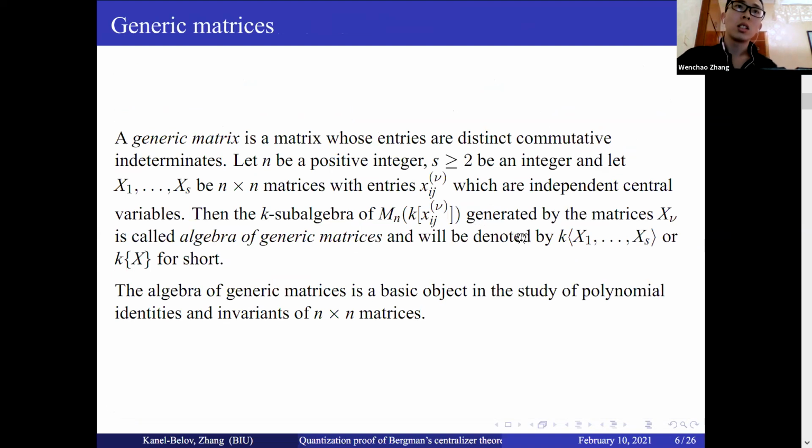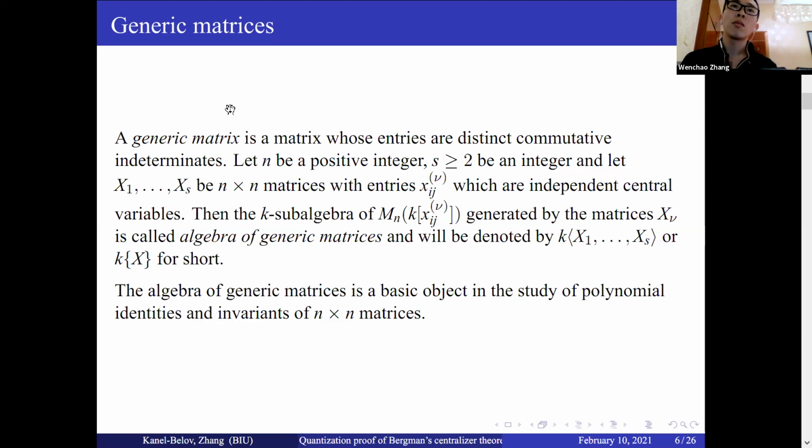We call it the generic matrix. Originally we wanted to do the quantization for the free associative algebra directly, but we found some gap. After we use the generic matrix, we can fix that gap.